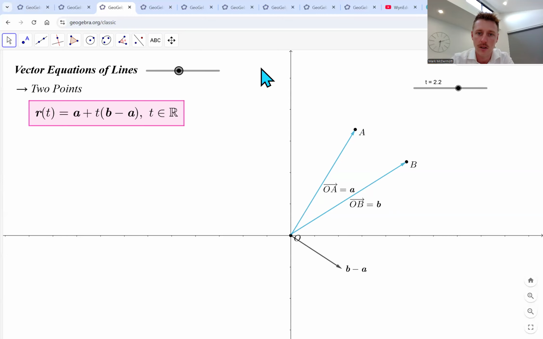So you can just imagine that you've got some line that would go through these points here like this. And what we're going to do is define the vector equation of that. Now, what that's going to look like is this.